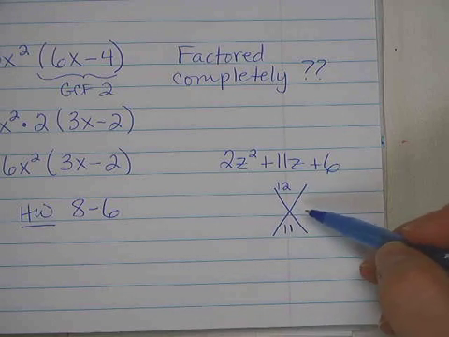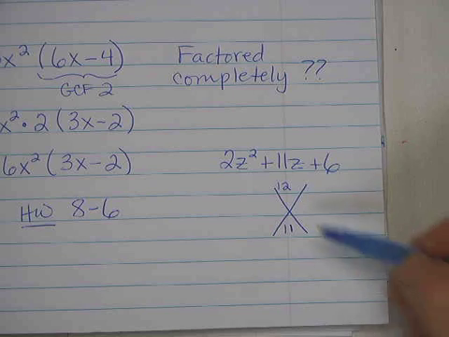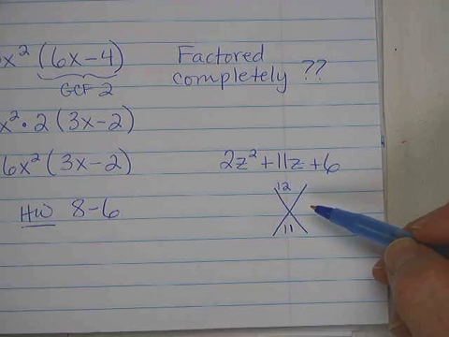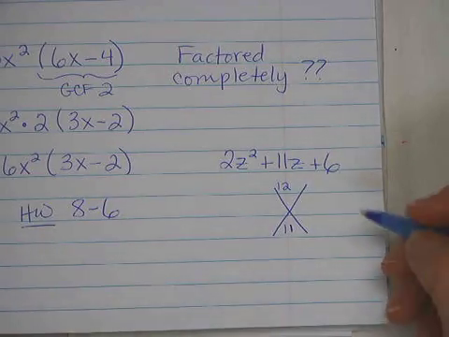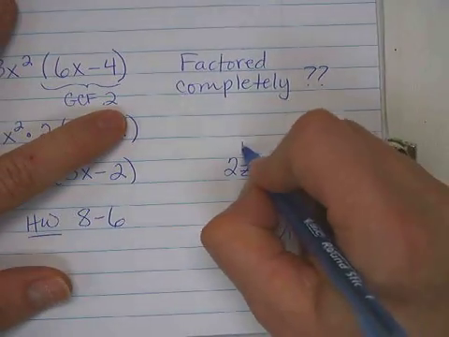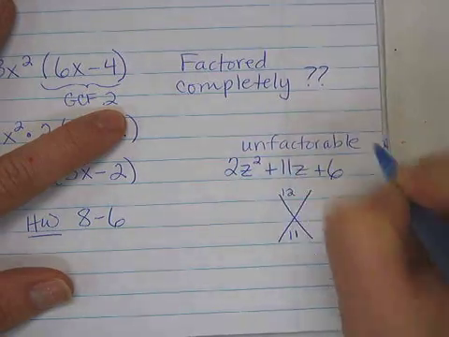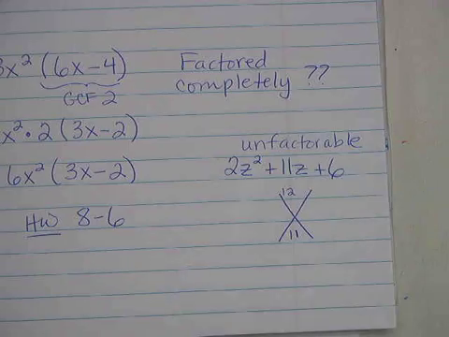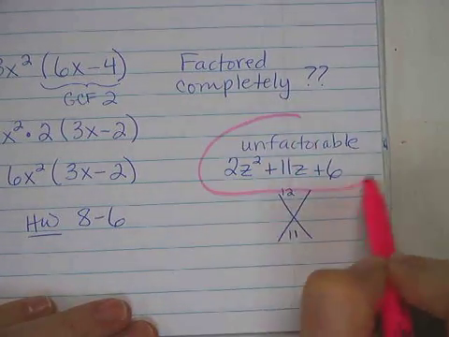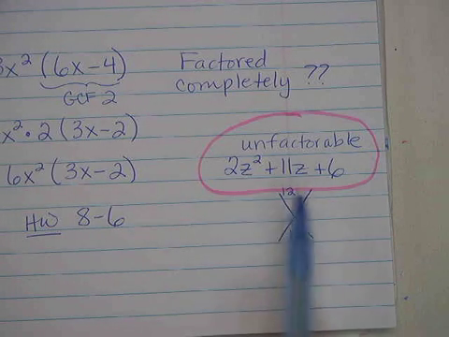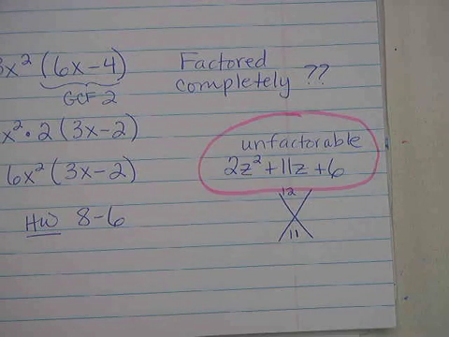Well, 3 and 4 won't work. 6 and 2 won't work. 12 and 1 won't work. Negative 12, negative 1 won't work. So it is possible to have something that is unfactorable. It is possible to hit a dead end and not be able to apply any of the strategies, find no greatest common factor, and we would just leave the answer unfactorable.